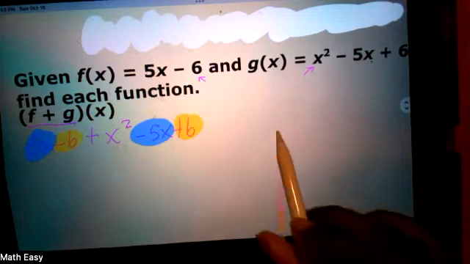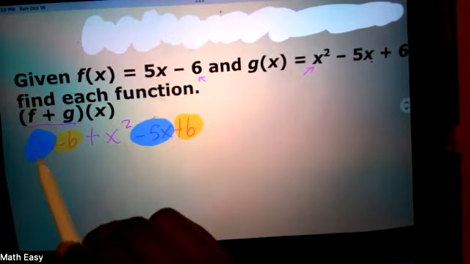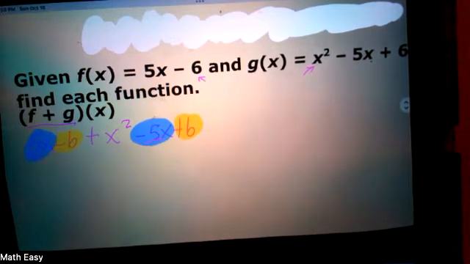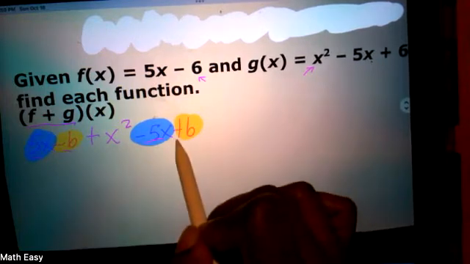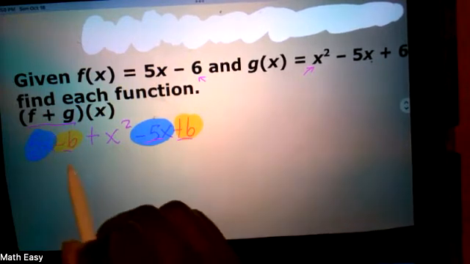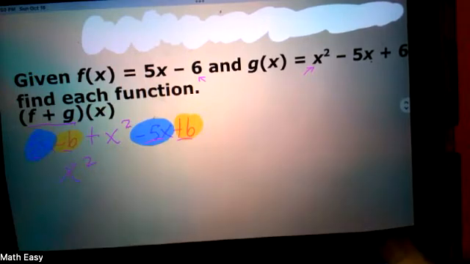We have positive 6 and negative 6, and we also have negative 5 and positive 5. What will that give us? If you look carefully, you'll notice that the negative and positive 5 will cancel. The negative and the positive 6 will cancel. So we are just left with x squared.